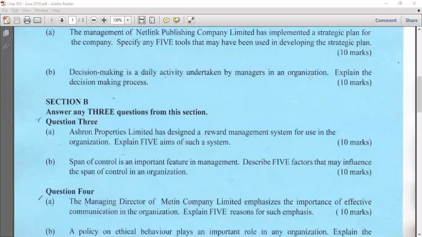Then once that decision is taken, once you choose among the options, then you need to implement, take action. If it means firing some people, go ahead and do it. Take action. Making a decision. Then review and evaluate the decision and its consequences thereafter.